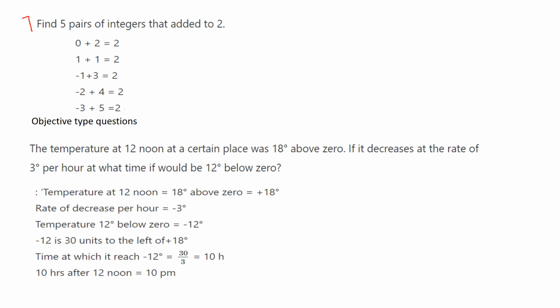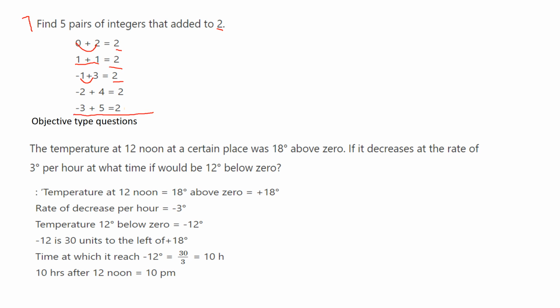Find 5 pairs of integers that add to 2. That means we have to add any two integers so that the answer will be 2. For example, 0 plus 2 equals 2, and 1 plus 1 equals 2 because of the same sign, so plus 2. Next, minus 1 plus 3: subtract and put the greater number's sign, that also gives 2. Minus 1 plus 3 equals 2, minus 2 plus 4 equals 2, and minus 3 plus 5 equals 2.